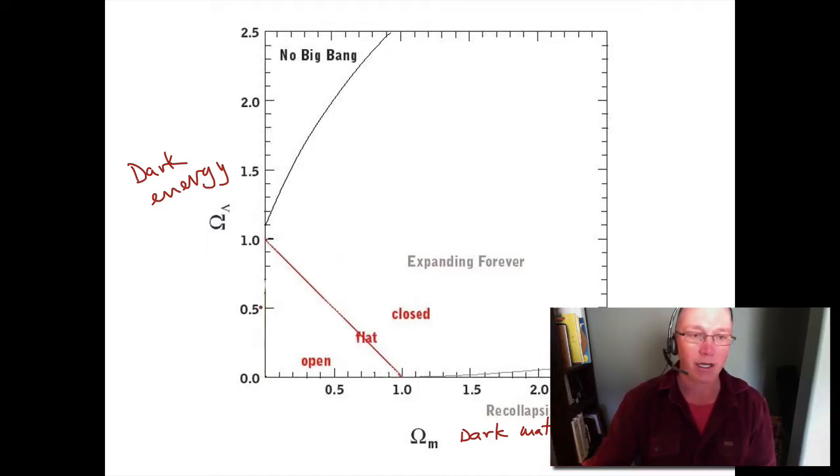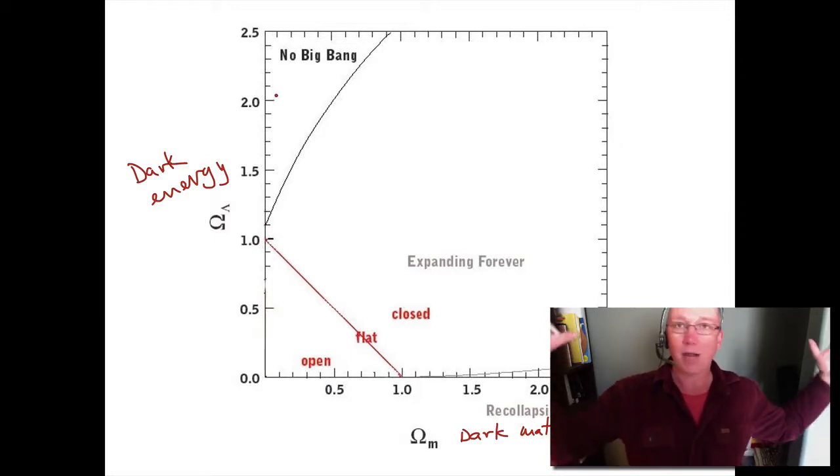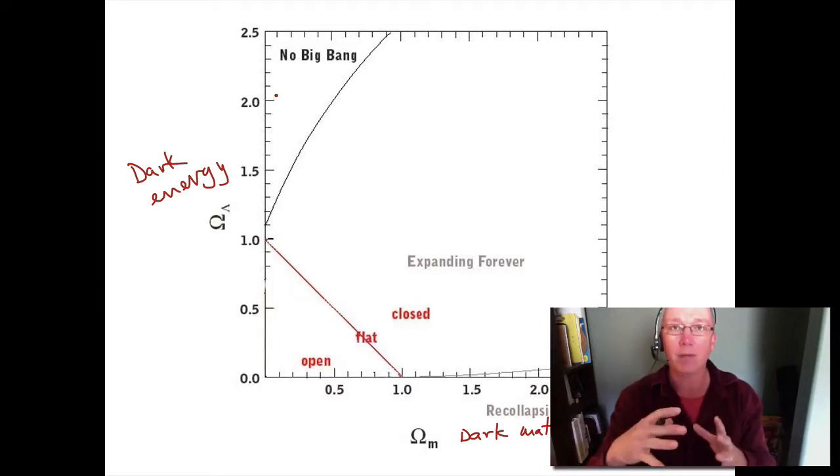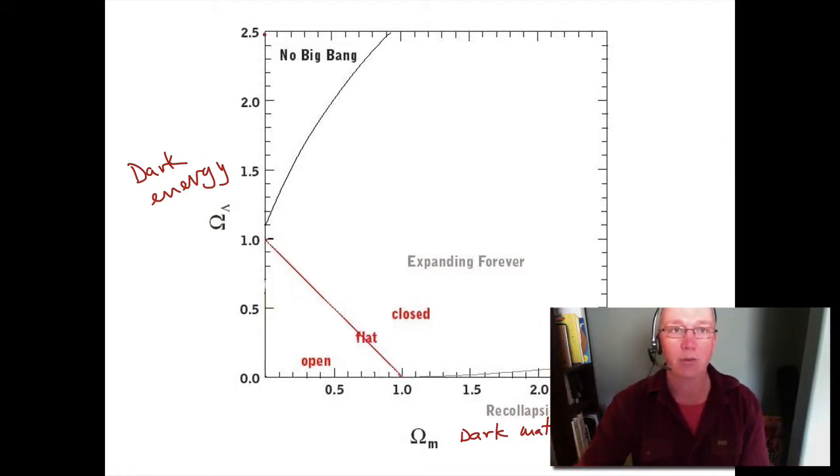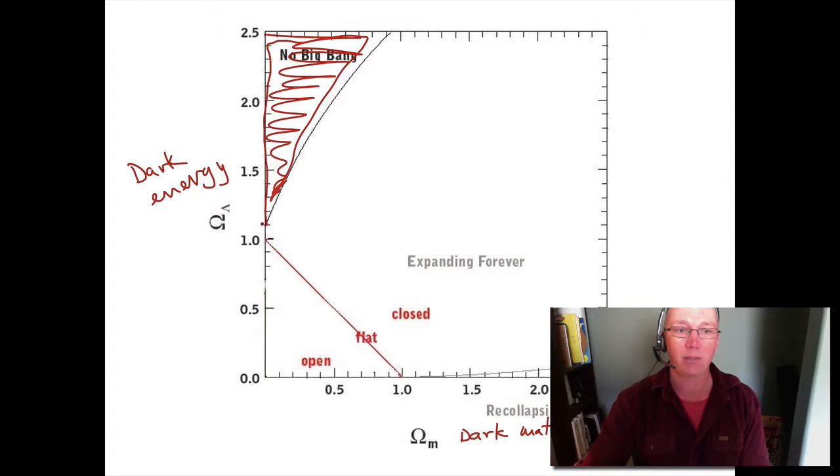So if I have more dark energy, eventually I can have so much dark energy that there's no way for me to turn back the clock and compress it back in time. And so no Big Bang would have ever happened. But we've observed a Big Bang, so we can rule out all of this space up here. We can't have dark matter or dark energy greater than about 1.1, because we know we had a Big Bang, so we can rule that out.